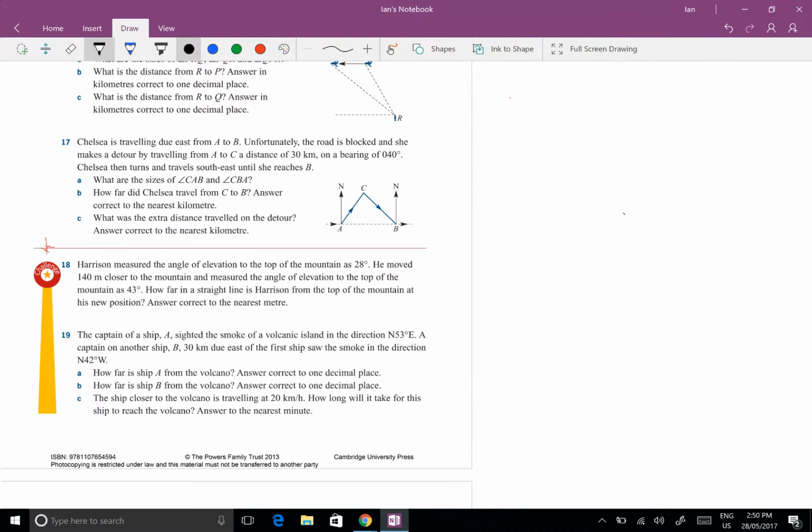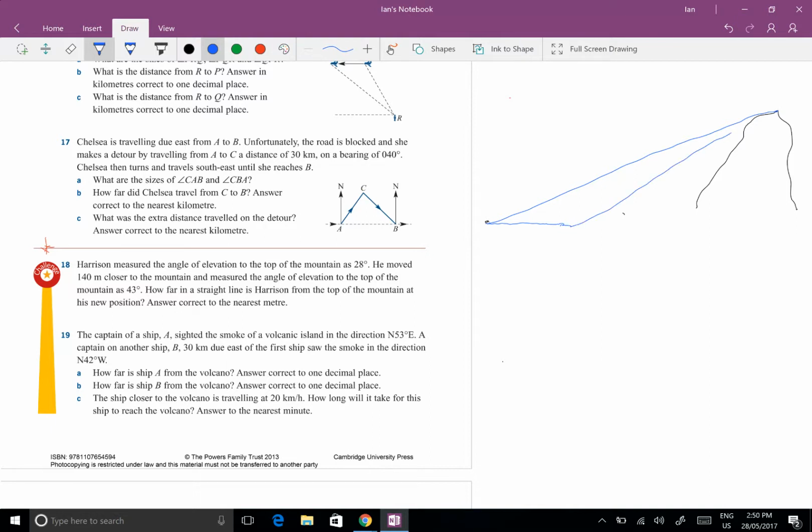Okay, well, let's draw ourselves a little diagram to represent that. Let that be the mountain. And we'll put the first angle of elevation here to the top of the mountain. We know that that angle of elevation is 28 degrees, but we're not going to put it in yet. I'm just going to move Harrison along a bit. I said he moved 140 metres closer to the mountain.